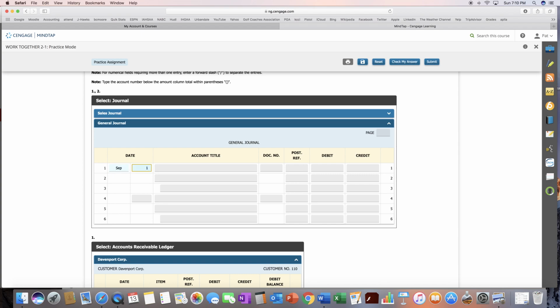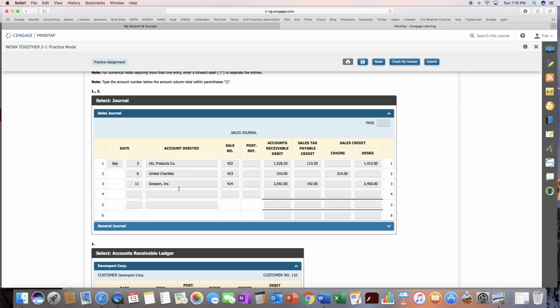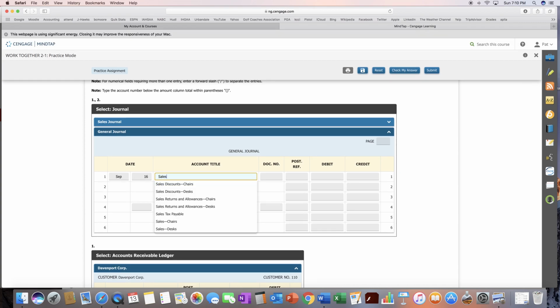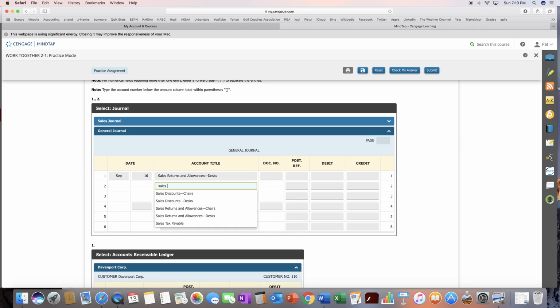SCP. We're the 16th, and what they're telling us again, granted credit to Grayson for one of the desks sold S424, $800 plus sales tax. So what they're saying is on the sales slip 424, one of these plus the sales tax. So we are granting them credit for whatever reason. For these purposes, we don't know what it is, but we are going to debit sales returns and allowances, and this is one of the desks, so we want to choose desks. We are going to debit the sales tax payable.